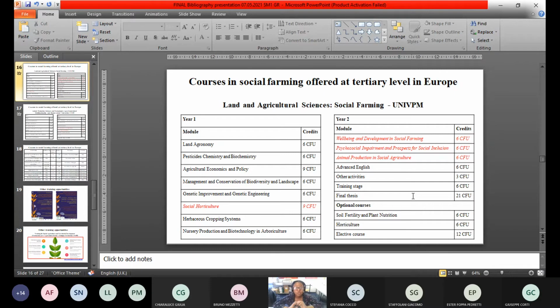But in year 2, we have quite a number of courses that focus on social farming, being well-being and development in social farming, psychosocial impairments and prospects for social inclusion, as well as animal production and social agriculture, all of which give 6 credits in total, except for the first year course, which has 9 credits in total.